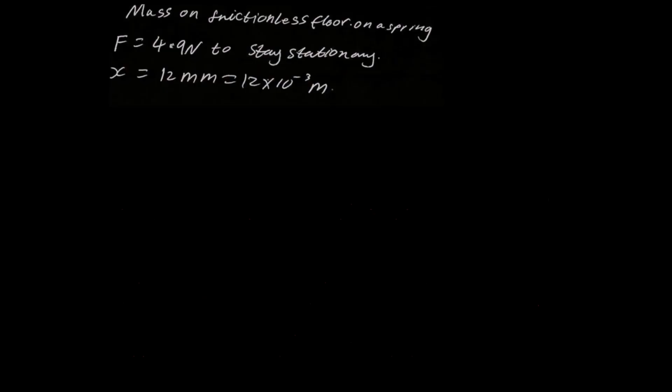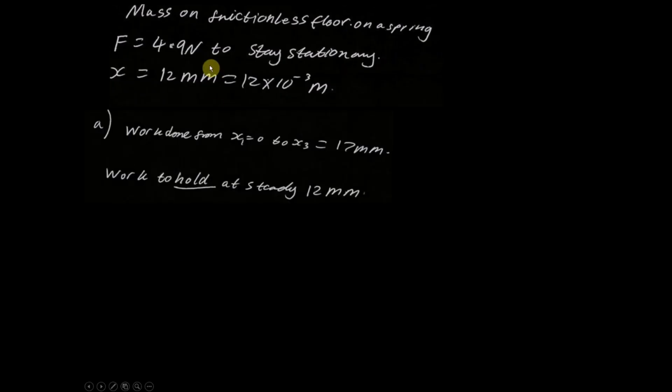So there's our variables: mass on a frictionless floor, force is 4.9 newtons to hold it stationary. That is, you have to apply a 4.9 newton force to make sure the block does not move and the spring does not pull it. We've got an x, which is 12 millimeters for part A, which is 12 times 10 to the minus 3 meters. We have to convert this to meters because we have to look at the spring in terms of newtons. So the work done, if we go from x equals 0 to x equals 17 millimeters, we'll work to hold it steady at 12 millimeters.